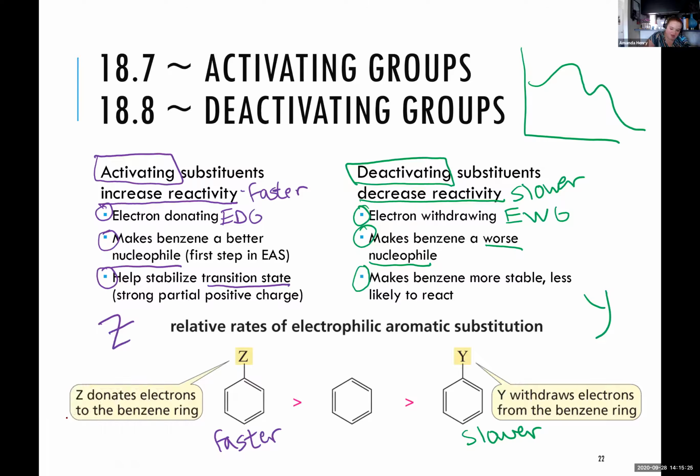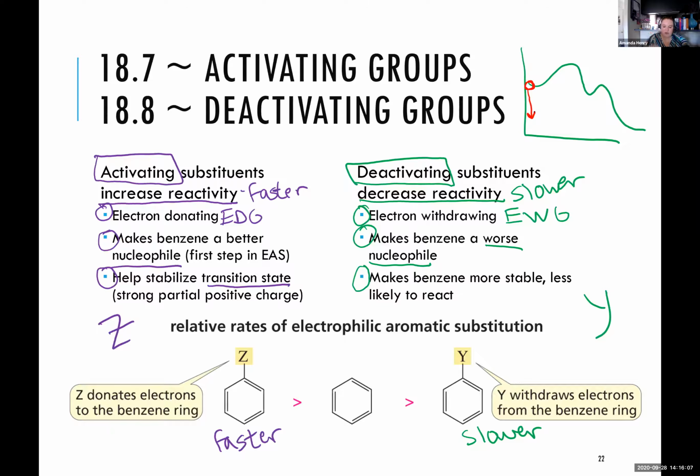if we're adding an electron withdrawing group that's making benzene more stable, it's going to take this energy level right here and make that lower, which actually is going to make the hill even taller because we're starting at a lower energy level. So our deactivating substituents are going to do two bad things. They're going to make benzene more stable in general, which makes it less likely to react, and they're going to make it into a worse nucleophile, which again means that it's going to react much more slowly.